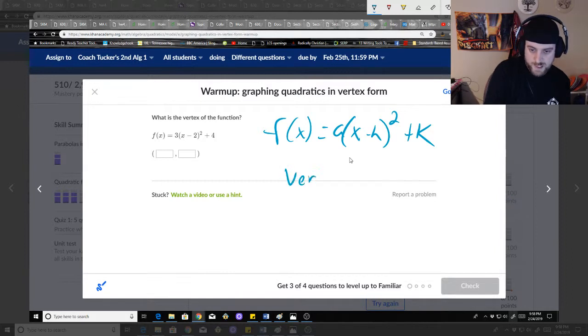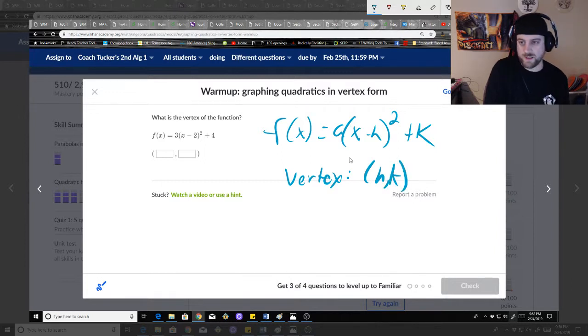And the vertex is (h, k). Let's just make that k look a little better. There we go. So that is the vertex.